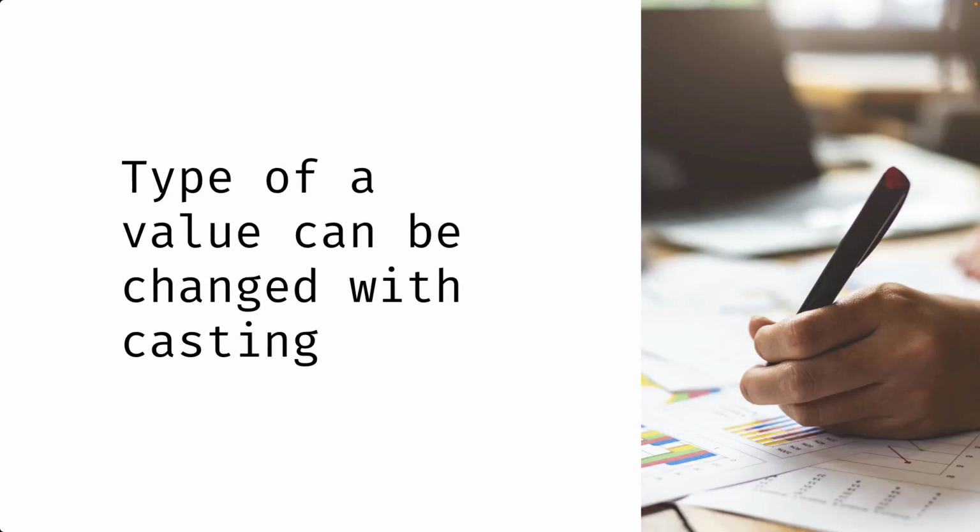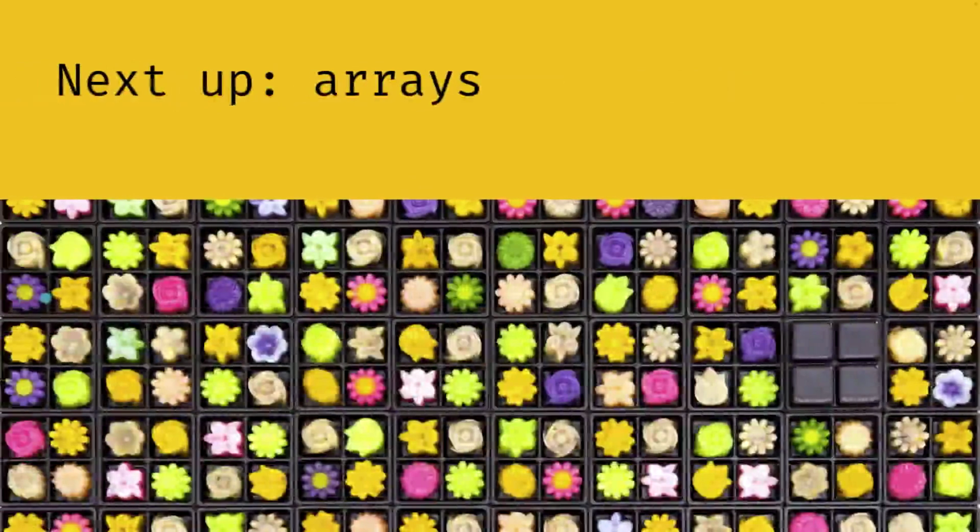We have seen how we can change the type of a value using casting, and that we need to be very, very careful with doing this in order to avoid unexpected surprises. In the next video, we're dealing with another exciting topic: how to store multiple values in one variable with the use of arrays.